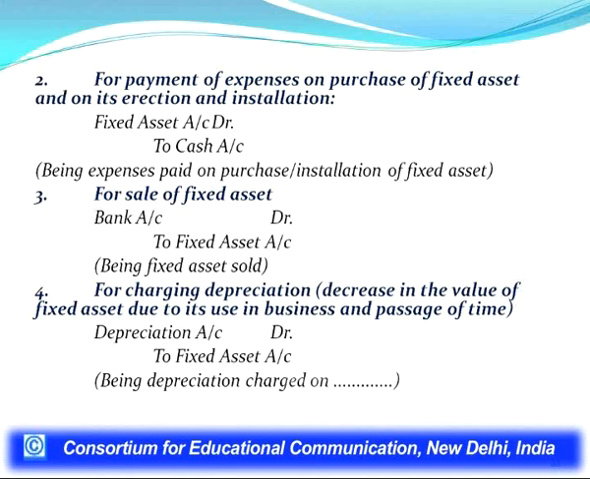When an asset is sold, bank account debit, we are getting the money, and the asset is reduced, decrease in asset, to fixed asset account. Fixed assets are subject to charging depreciation. Depreciation is the decrease in the value of an asset due to its use or wear and tear in business or passage of time. That amount of depreciation is a loss to the firm, that shall be debited: depreciation account debit to fixed assets. This we shall discuss in detail also, in a separate chapter on the depreciation account.